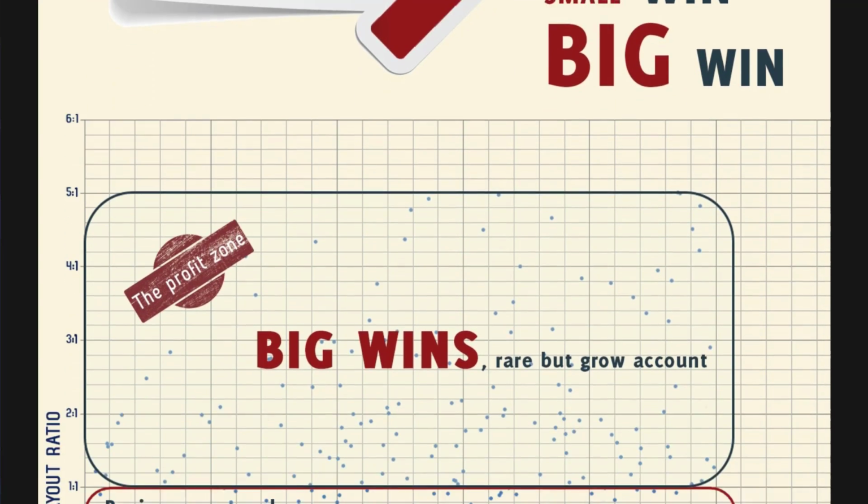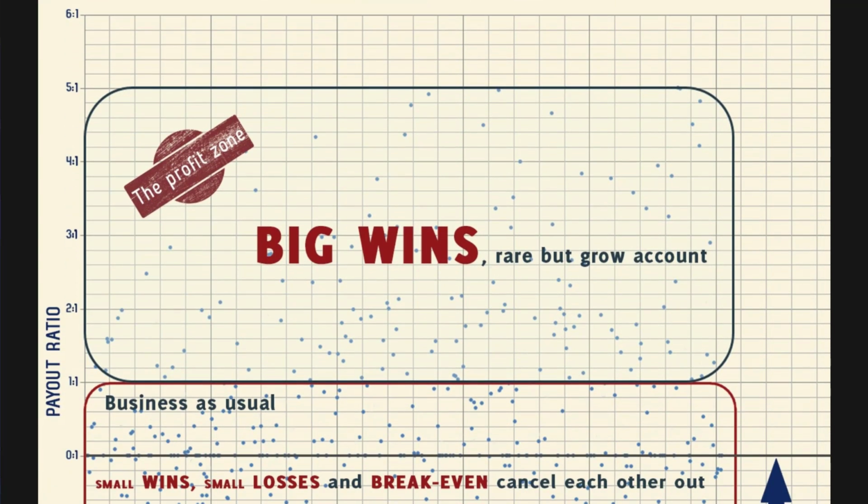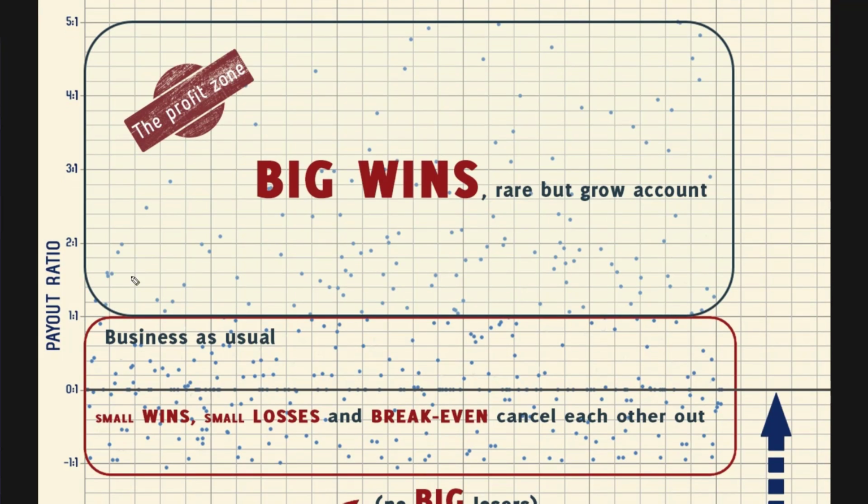So if we took a scatter plot of all of our trades, right? We just plotted them. What was the payout ratio realized? This is the break-even line, right? This is where you broke even. And this is 1 to 1, 2 to 1, 3 to 1, etc. This is minus 1 to 1. So let's take a look. All your losers would fall here, right? Below the break-even line. All these losers, small losses.